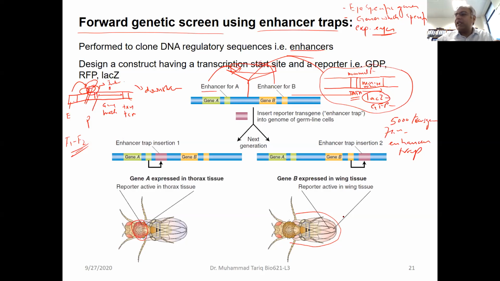Now, let's say we were interested in eye-specific genes. Let's say you made these 5,000 transgenic lines, and you were interested in eye-specific enhancers. Normally people simply isolate the imaginal discs. Imaginal discs are basically pouches of cells in the third instar larval stage.